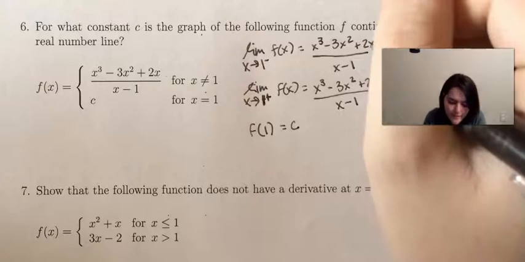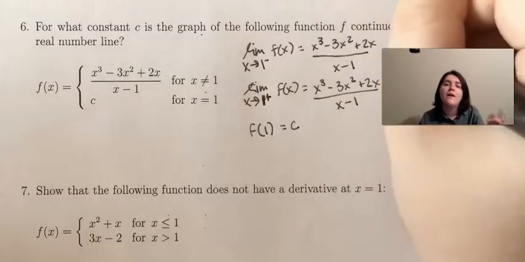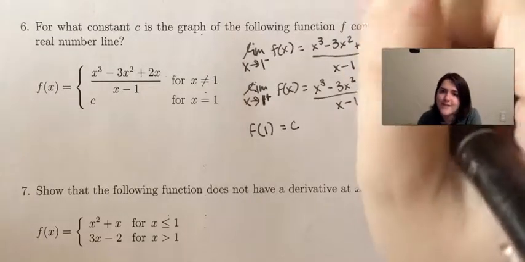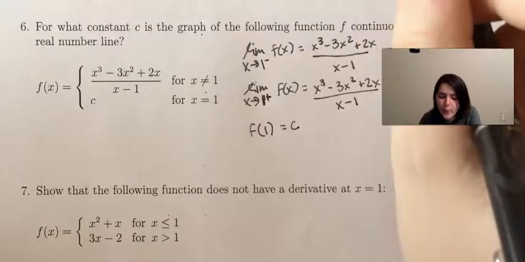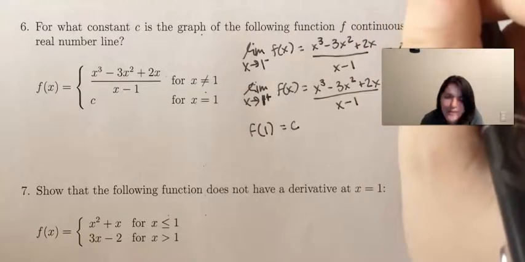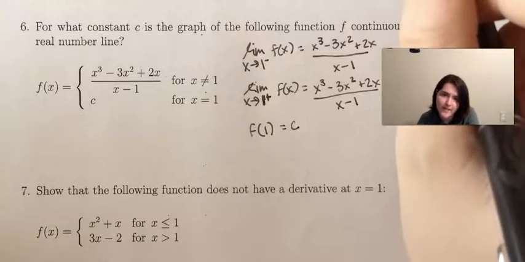So the derivative of the top would be 3x squared minus 6x plus 2 over 1. And then from there, I'm going to plug in 1 again.